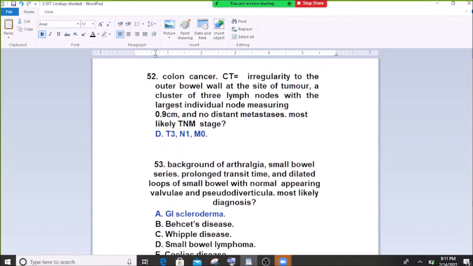32. Colon cancer. It shows irregularity of the outer wall at the site of the tumor. A cluster of 3 lymph nodes, with the largest inferior node measuring 0.9 mm, and no distant metastasis. Most likely TNM staging: T3 N1 M0. Cluster of 3 local lymph nodes, and T3 is irregularity of the bowel wall outside of the tumor. So the diagnosis is T3 N1 M0.